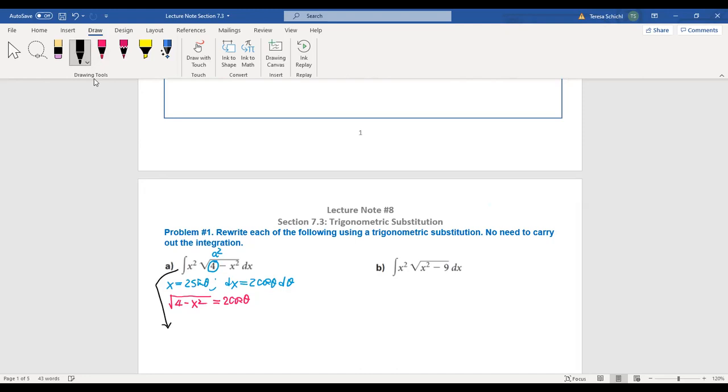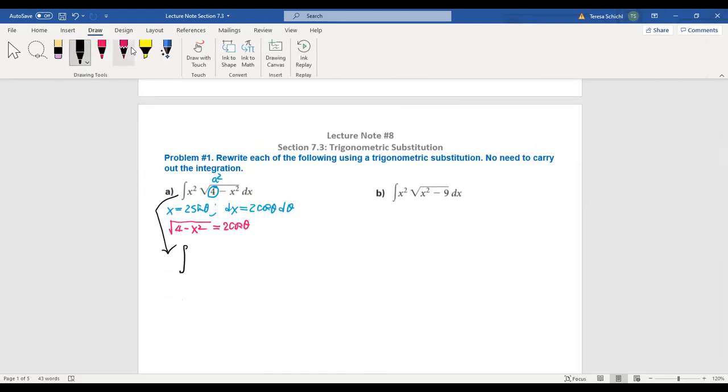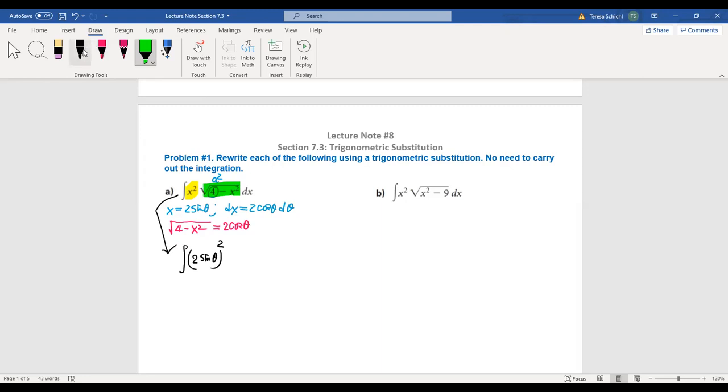Okay, so let's take a look here, right? So now I'm integrating. So what is the x squared? Okay, so this term is x squared. X is 2 sine theta, right? So x squared will be 2 sine theta, the whole thing squared. Then we just did the square root of 4 minus x squared. So this part, what will that be? That will be the 2 cosine theta.